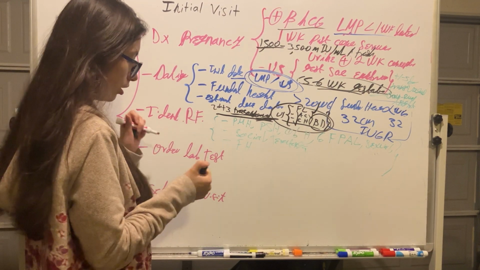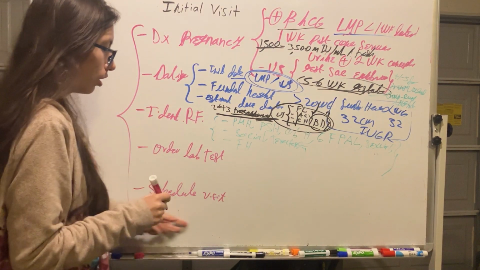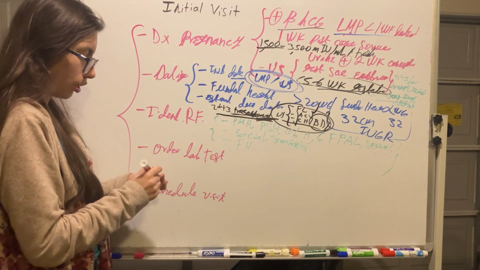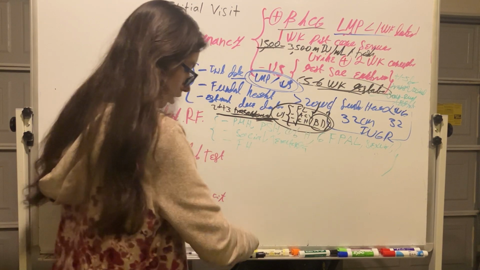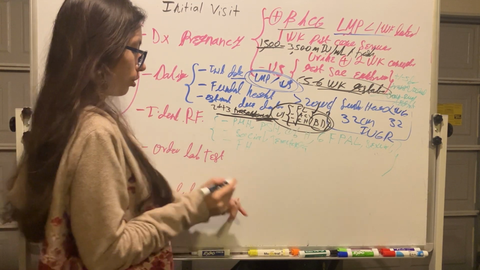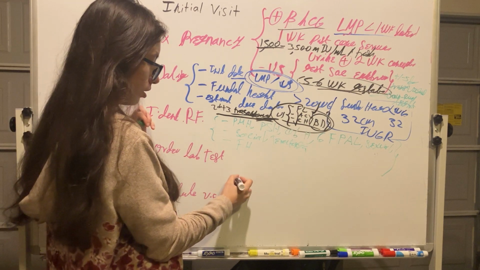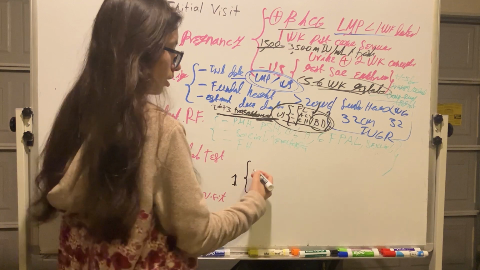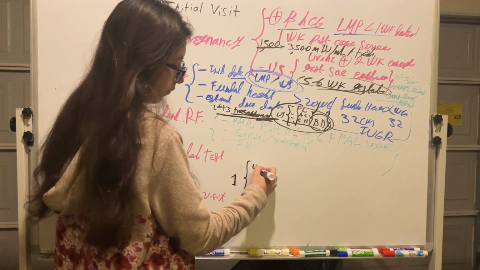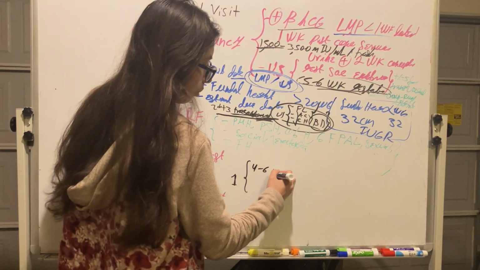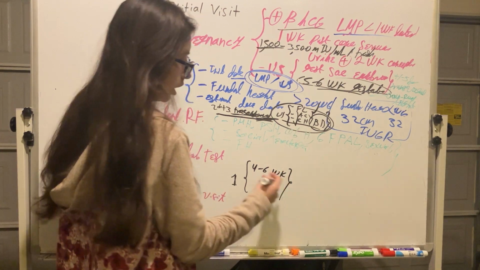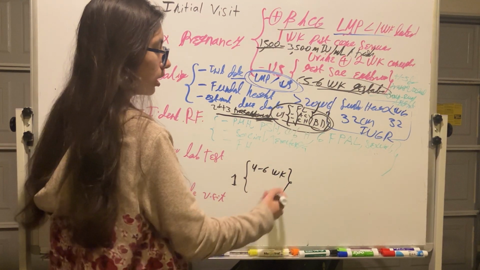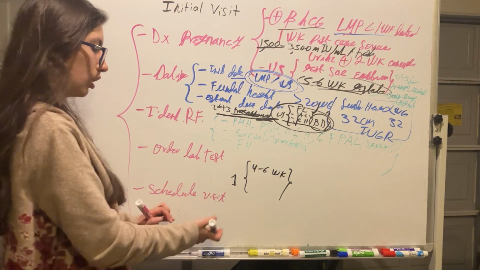Then the schedule of the visits is going to be roughly in the first trimester. We are going to schedule the next visit every 4 to 6 weeks. In the first trimester, every 4 to 6 weeks, we are going to evaluate the patient.